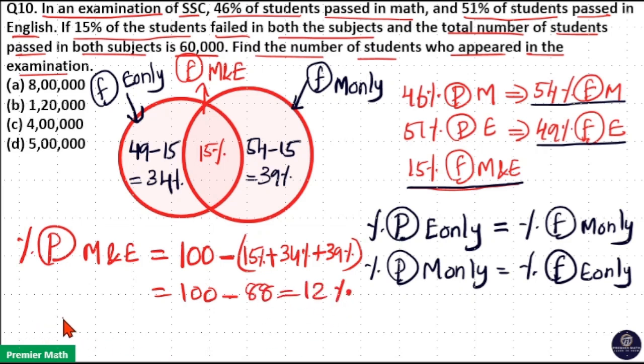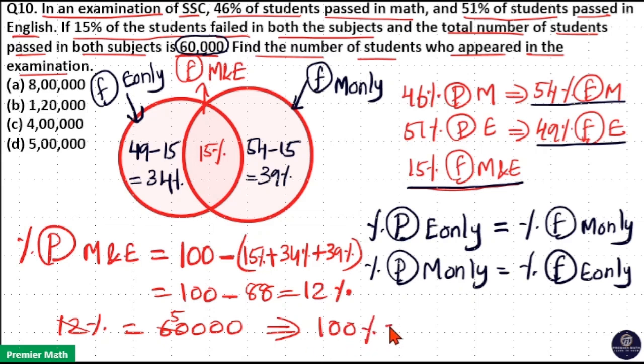So, this 12% is equal to the number of students who passed in both the subjects, that is 60,000. 12 goes 5 times in 60, so 1% is 5,000, which means the number of students who passed in both the subjects, 100%, is equal to 50,000. So, the total number of students who appeared in the examination is 50,000. So, option D is your answer, that is 50,000.